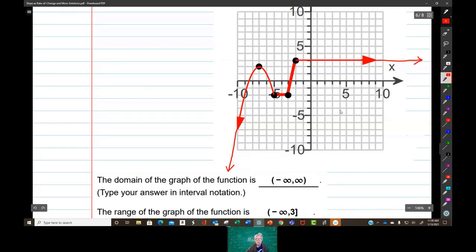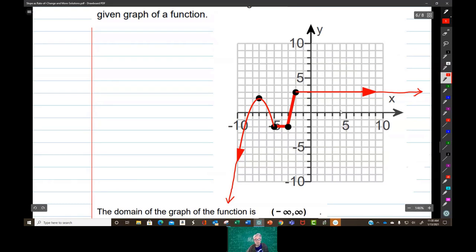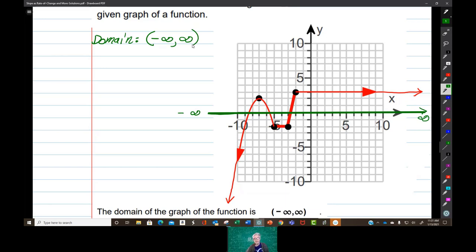Now, in interval notation, this is really easy to write. Here, if I use green to mean domain, then the entire x-axis is going to be the domain, with negative infinity on the left and positive infinity on the right. So the domain in interval notation is that.